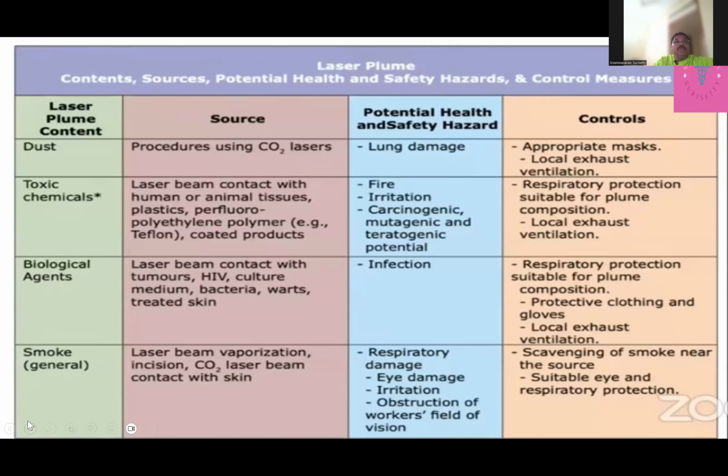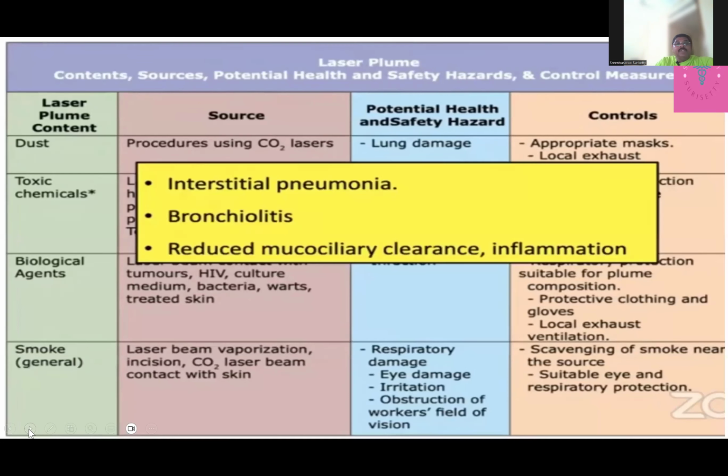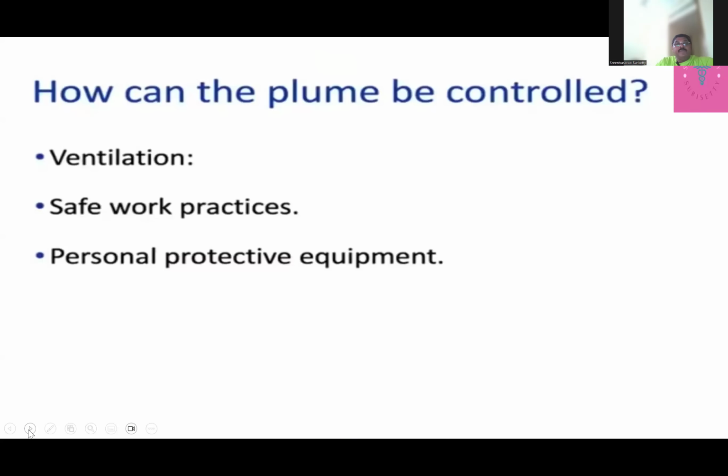So what are the different laser fumes and dusts that will be present? This slide will show them. I am skipping it because this is not important for answer writing. These different laser fumes will cause interstitial pneumonia and bronchiolitis, and they will cause reduced mucociliary clearance and inflammation. So how can the plume be controlled?